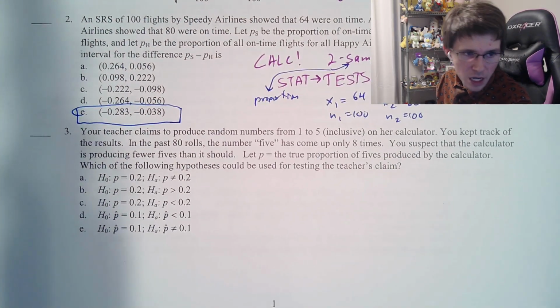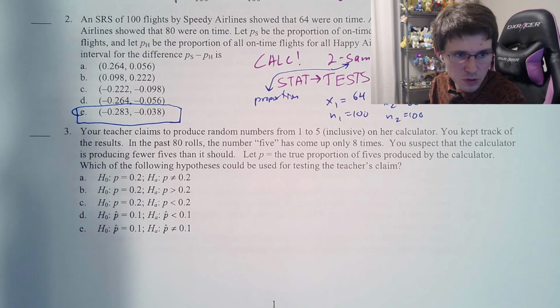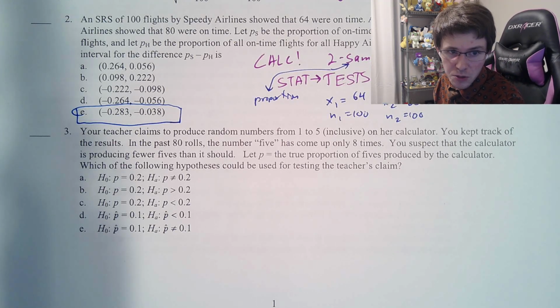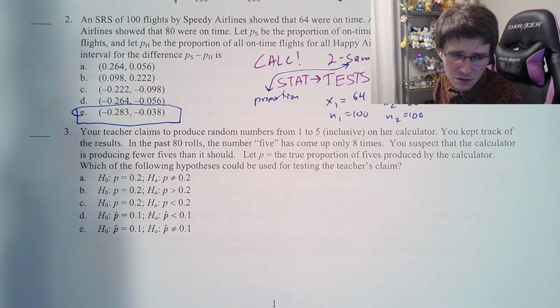Number 3. Your teacher claims to produce random numbers from 1 to 5, inclusive, so it includes the 1 and the 5, on her calculator. You kept track of the results. In the past 80 rolls, number 5 has only come up 8 times, so 10%. It's unlikely, but not unreasonable. You suspect the calculator is producing fewer 5s than it should. It's not that bad. All right, let P equal the true proportion of 5s. Which of the following hypotheses could be used?